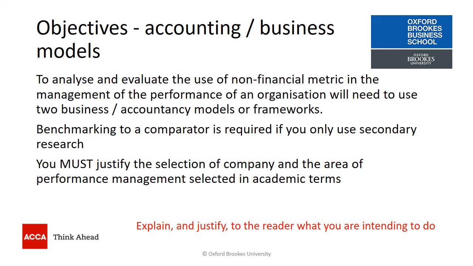You should also think about the accounting and business models when you're writing your aims and objectives. So if we are trying to analyse and evaluate the use of non-financial metrics in the management of performance of an organisation, you will need to use at least 2 business or accountancy models or frameworks. And remember, benchmarking to a comparator would be required if you only use secondary data. If you use primary data, that benchmarking wouldn't be so necessary. But you must justify the selection of your company and the area of performance management that you have chosen, and do that in academic rather than personal terms. So please explain and justify to the reader what you're intending to do.